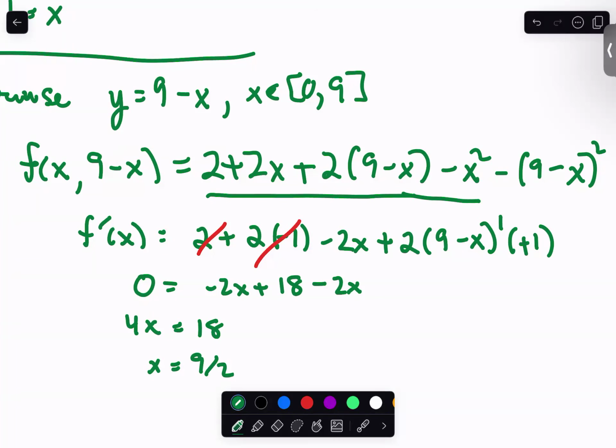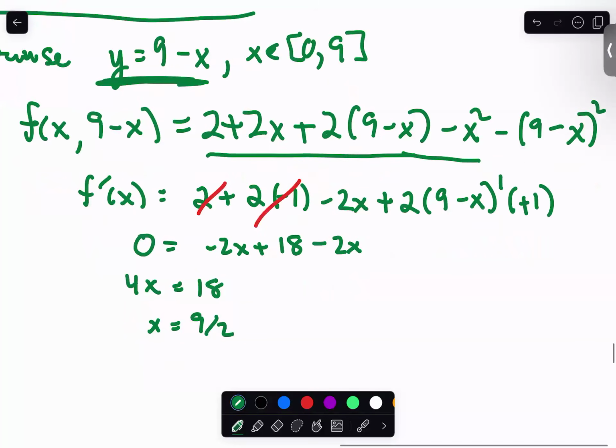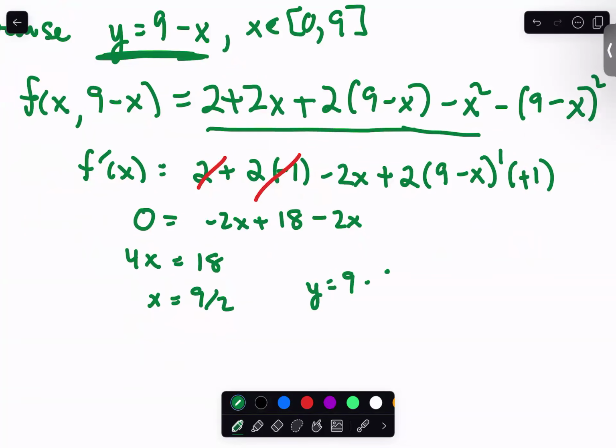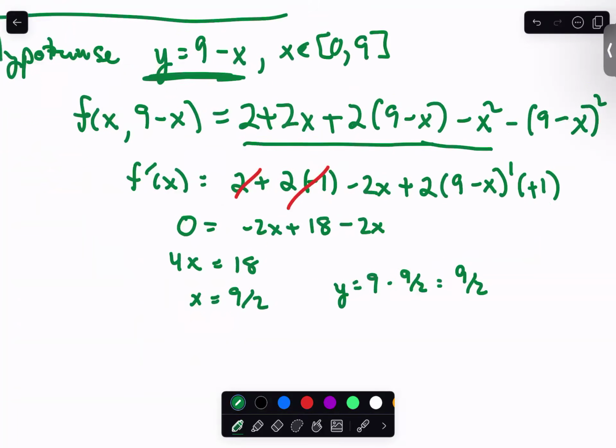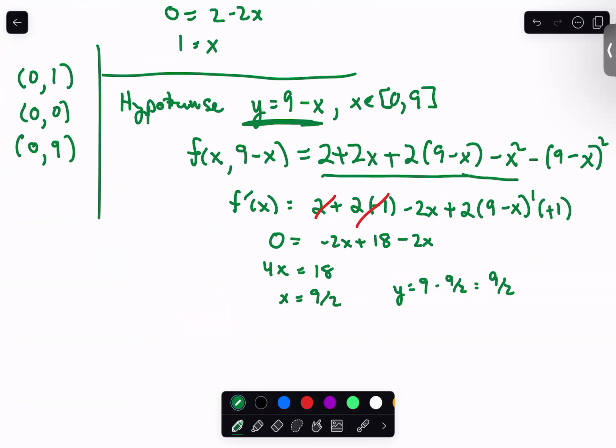In order to figure out what the y value is, well, on this curve, we have y is always equal to 9 minus whatever the x value is. So in this case, I'm going to have y is equal to 9 minus 9/2, which means that y itself is going to be 9/2. So that means I have a few points that need to be added, right? 9/2, 9/2. And also my endpoints. So when x is equal to 0, I would have y is equal to 9. So 0, 9. And then when x is equal to 9, y would be equal to 0.